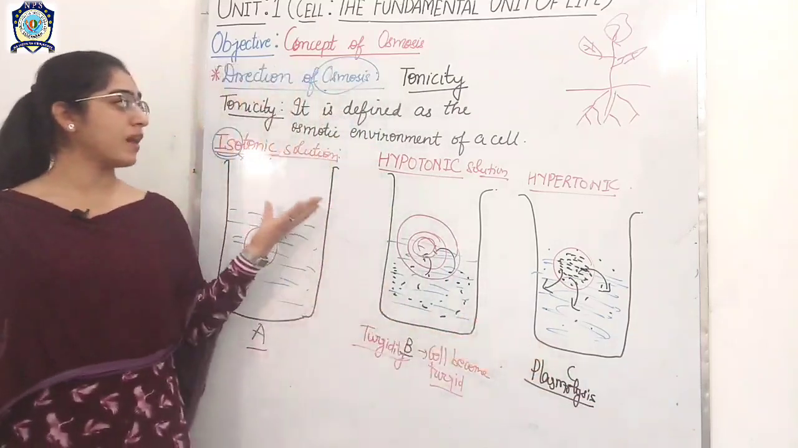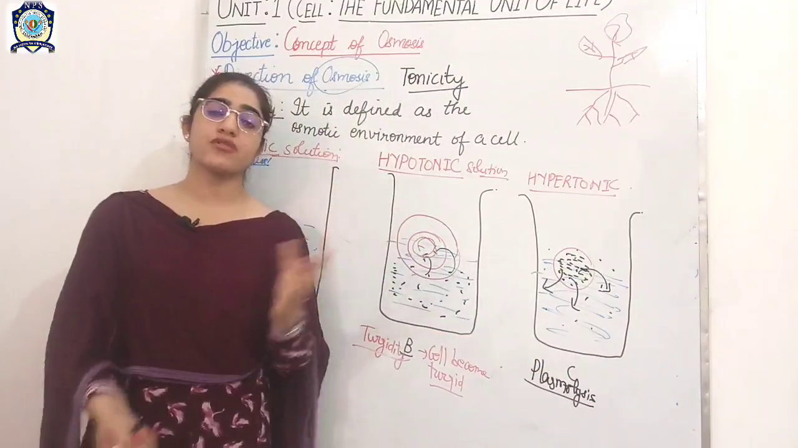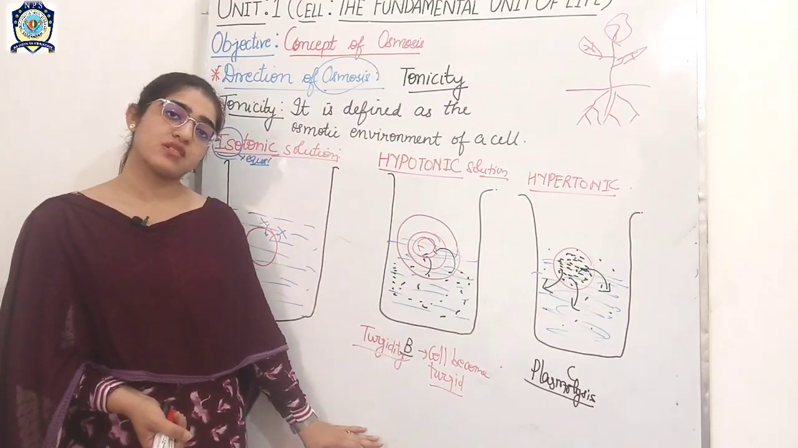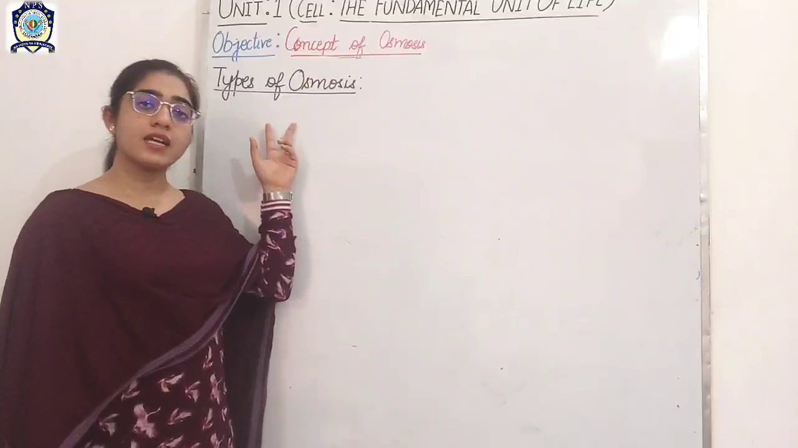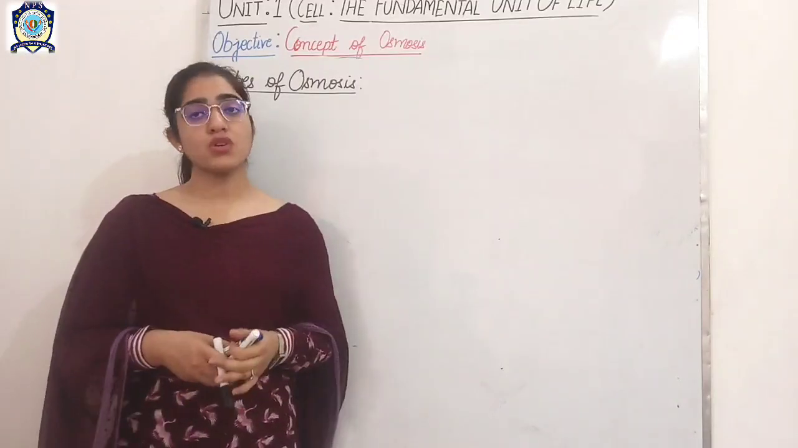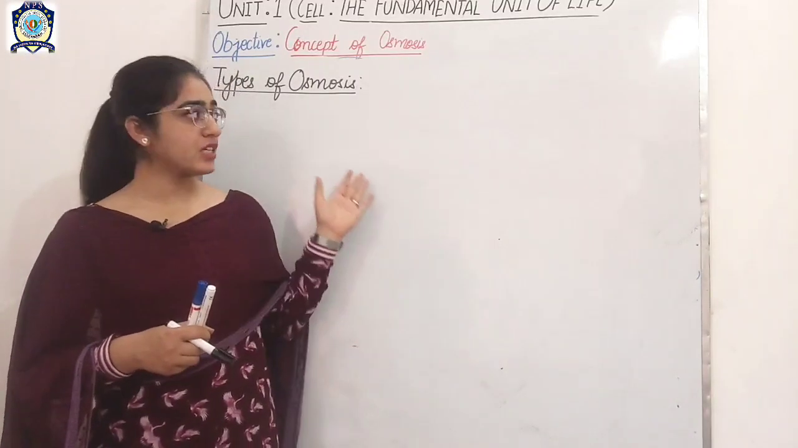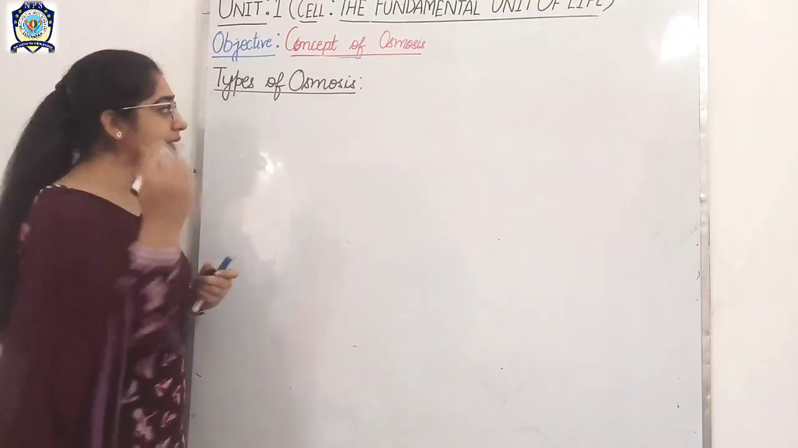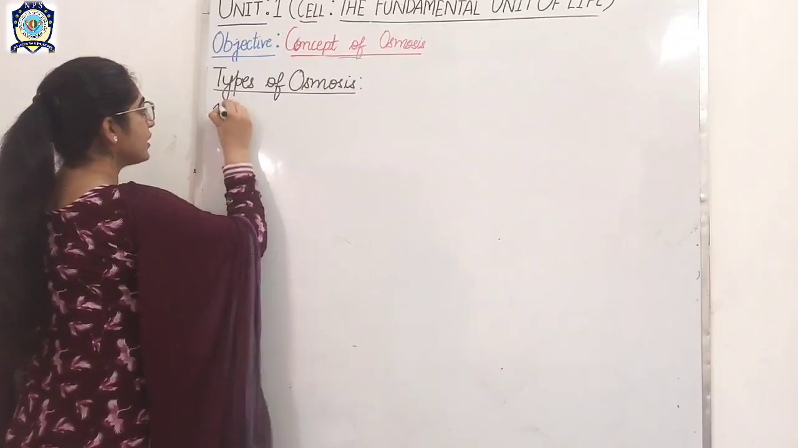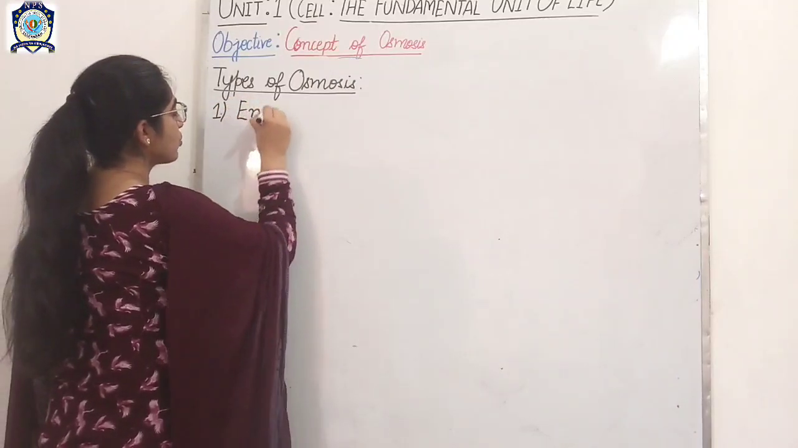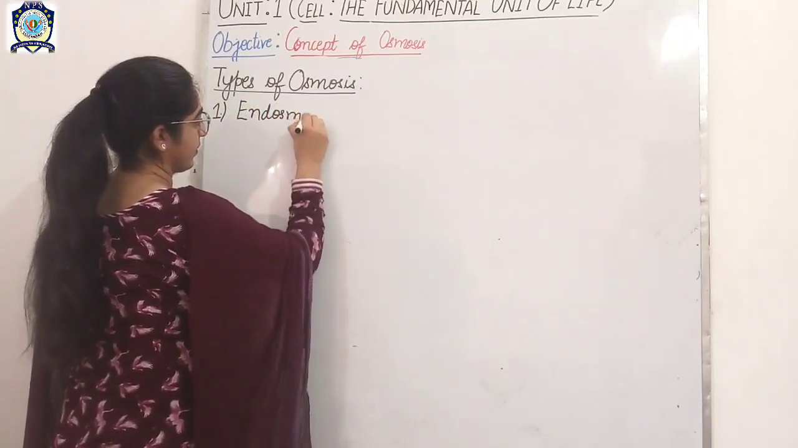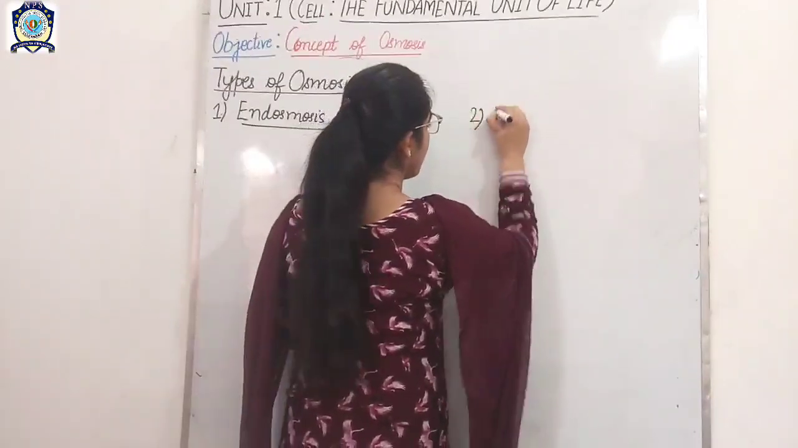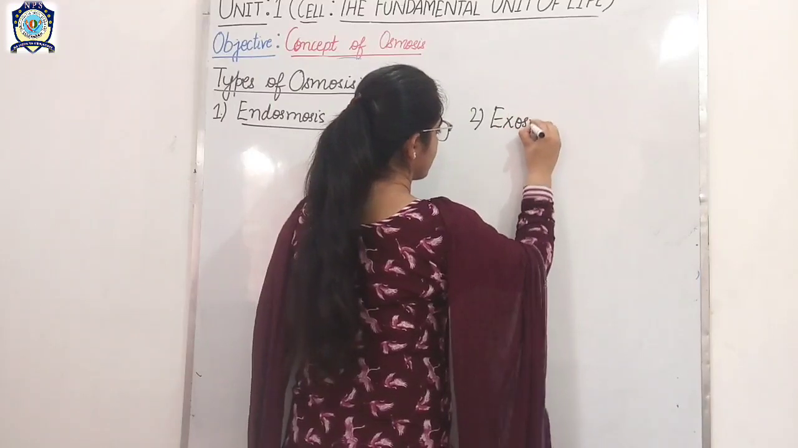So this was all about the three different kinds of solution. Now let's start with the types of osmosis. Next is the types of osmosis. So osmosis, students, on the basis of this solution, as we have studied, is basically of two types. One is endosmosis, and the second one is exosmosis.